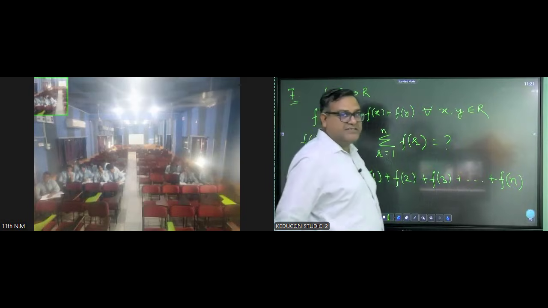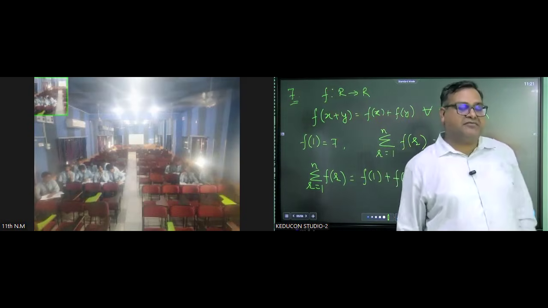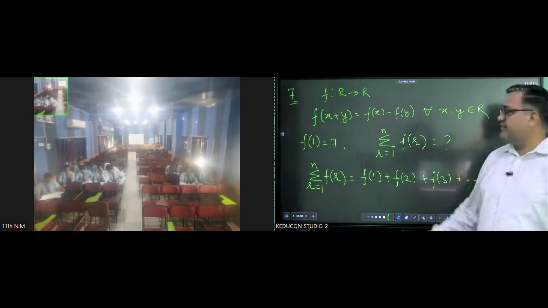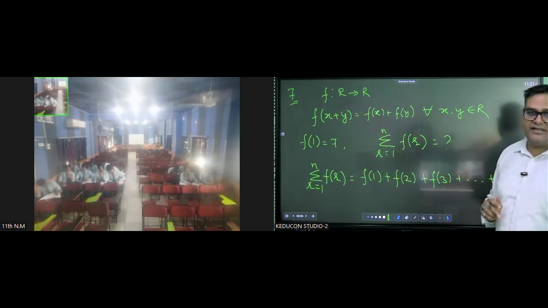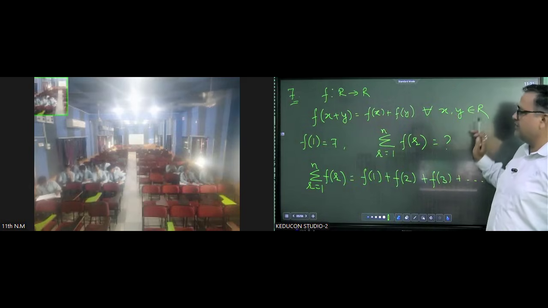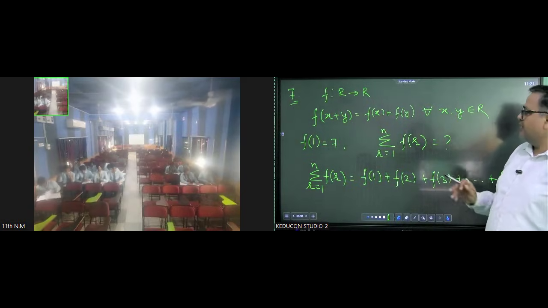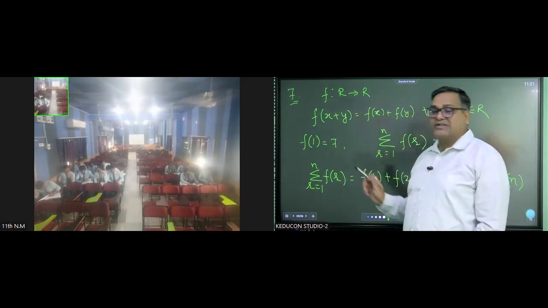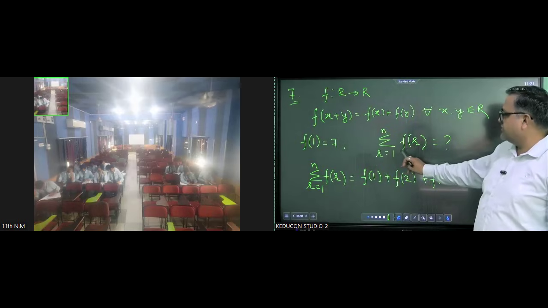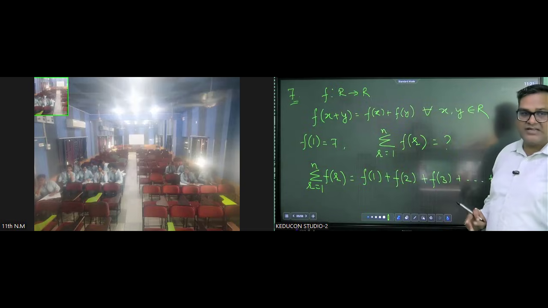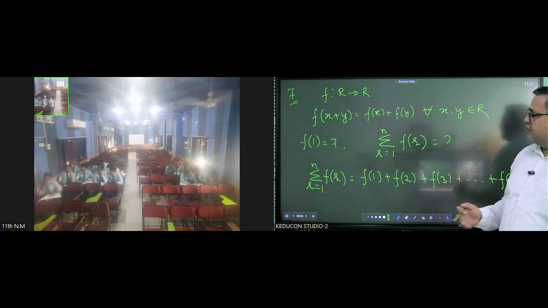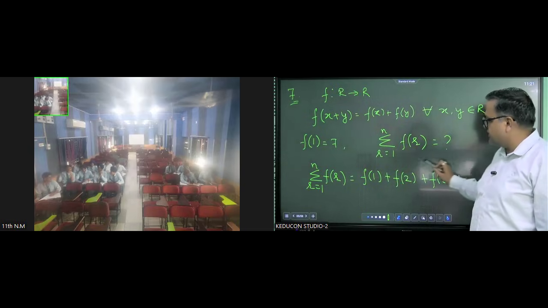Right, students? So this was the question. Function f from R to R, where f is defined as f of x plus y is equal to fx plus fy for all xy belonging to R, right? Now what is given? f1 is given to 7, and we have to find summation r varies from 1 to n fr, right? So now I explained you, first of all, you should know the meaning of this statement.